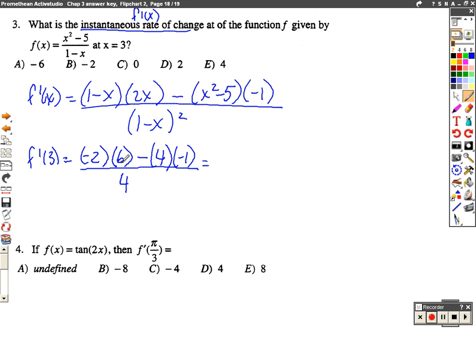So this is negative 2 times 6, which is negative 12, plus 4 over 4, negative 8 over 4, which is just negative 2. That would be option B again.